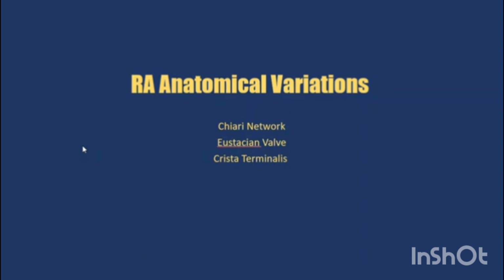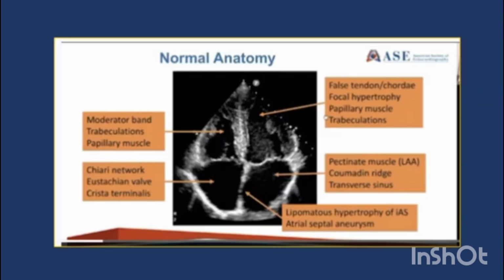Specifically, the three entities that I want to talk about are the Chiari network, the eustachian valve, and the crista terminalis. This is a schematic looking at the heart in its four chambers and some of the normal variants that you can see within the four chambers.